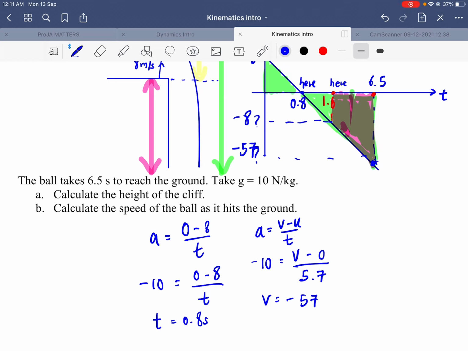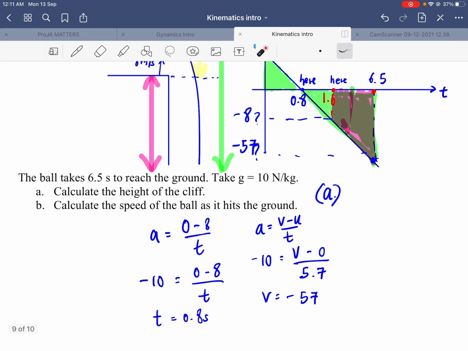So now we can finally solve the question. They say calculate the height of the cliff. Okay, I'm going to bracket this because this is the answer. I know I write a lot of a's, you're confused for acceleration, but it's okay, just focus on this one.